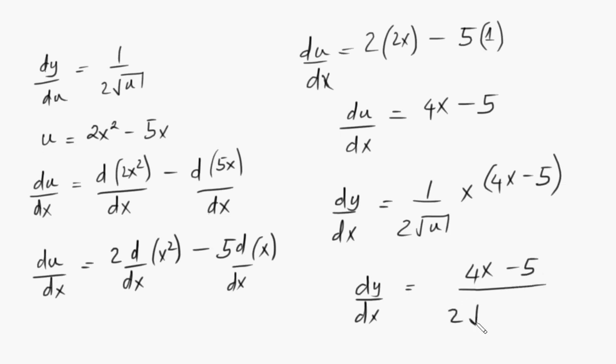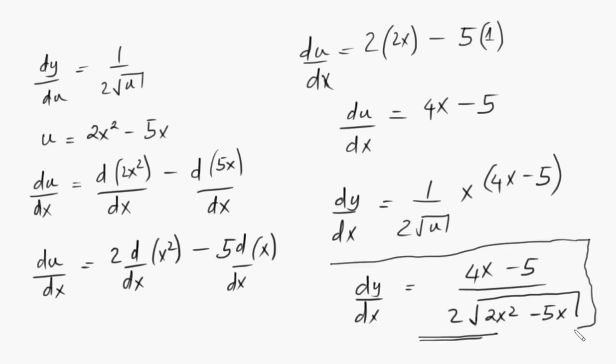But what is u? Remember u? u is this one here. u is 2x squared minus 5x. So this now is my final answer for example 2, which was y equals the square root of 2x squared minus 5x. If I find the derivative of y with respect to x, this now is my final answer, which I have obtained by using chain rule.